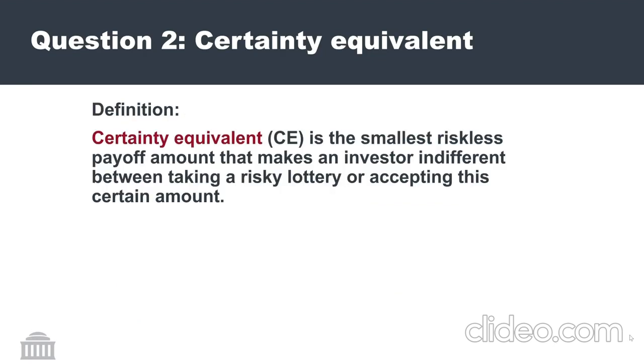In this question, we ask to find what in economics we refer to as a certainty equivalent. Let me define what it is. Certainty equivalent is the smallest riskless payoff amount that makes an investor indifferent between taking a risky lottery or accepting this certain amount. Mathematically, our utility from certainty equivalent, or from this guaranteed riskless payoff, should equal the expected utility that we'll get from engaging in this risky lottery or risky investment.